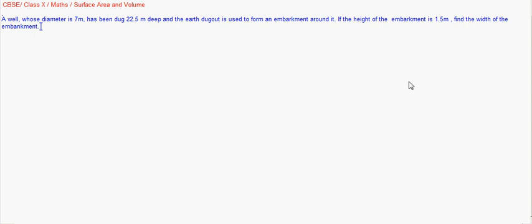Now let us imagine how it would look like. Suppose this is the well, it's the well, and then I need to draw the embankment of this well. The embankment might just be like this part. This one is your embankment, that pink one, okay.